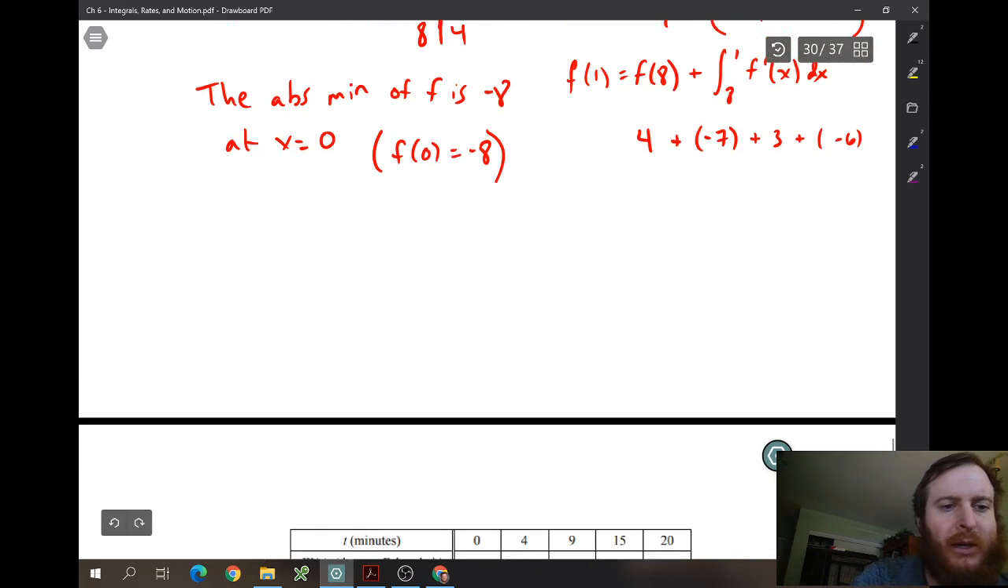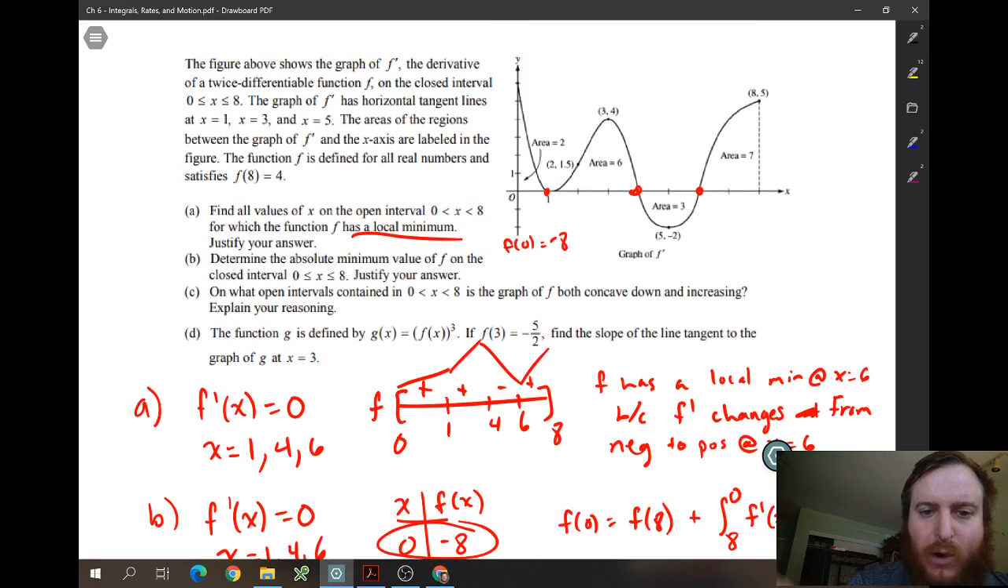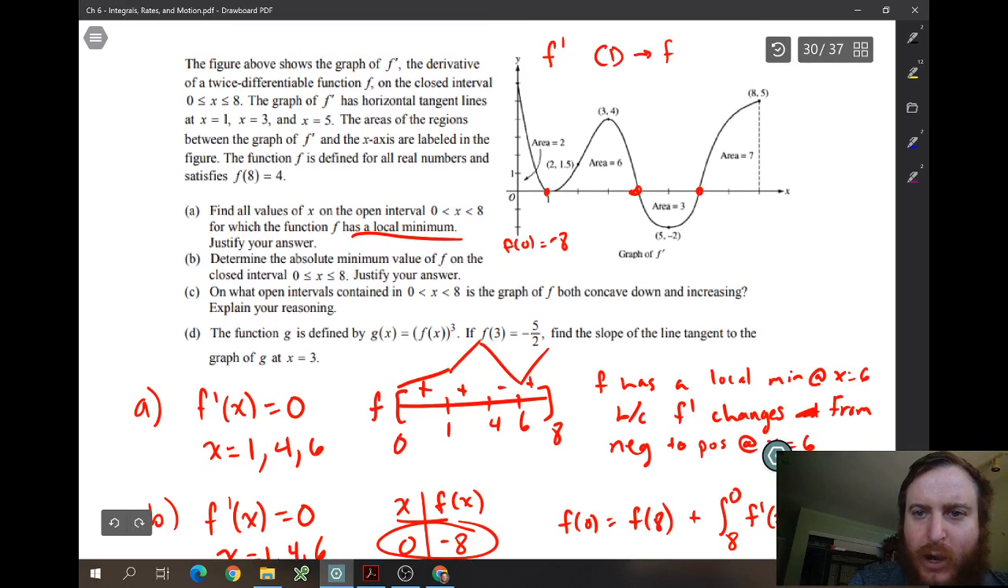All right. C asks us on what open intervals is the graph both concave down and increasing. We're given the graph of f prime. So we want to remember that concave down is going to be when f prime is decreasing. And regular decreasing, when f is decreasing, that's going to be when f prime is negative. So we want to know basically when is f prime decreasing and negative. The only time is at 4 to 5.